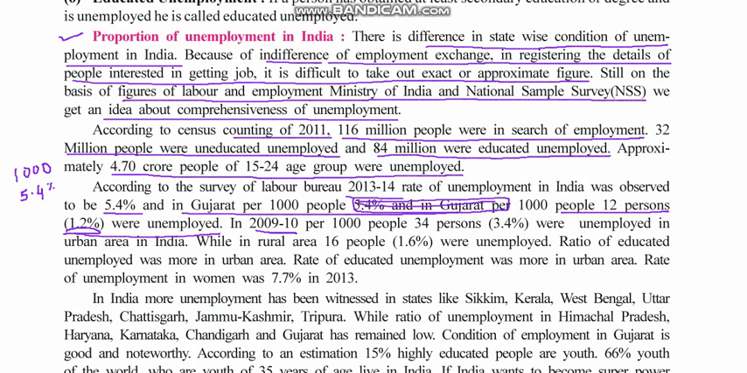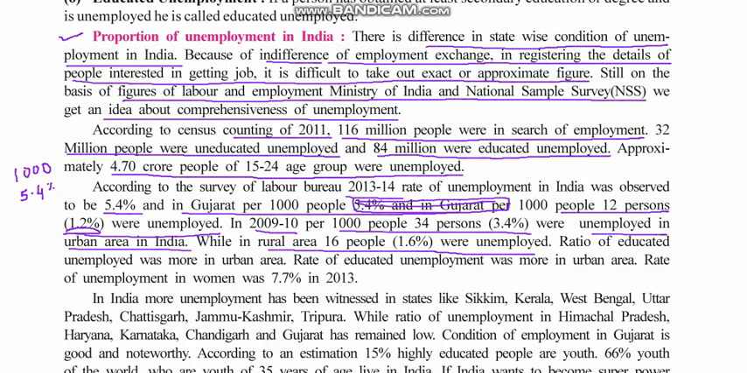In 2009-10, the rate per 1,000 was 34, that is 3.4 were unemployed in urban areas, means cities, while in rural areas 16, that is 1.6 were unemployed. See, now you can find this particular variation. In cities the unemployment ratio is more in comparison to rural areas.